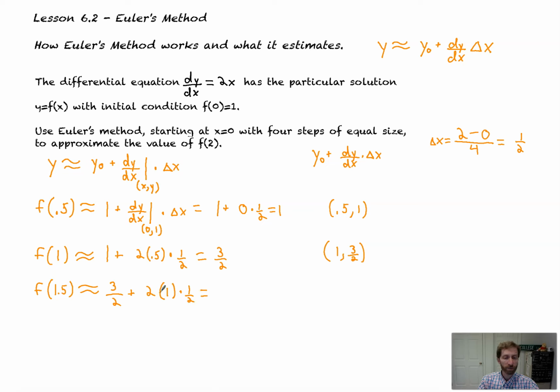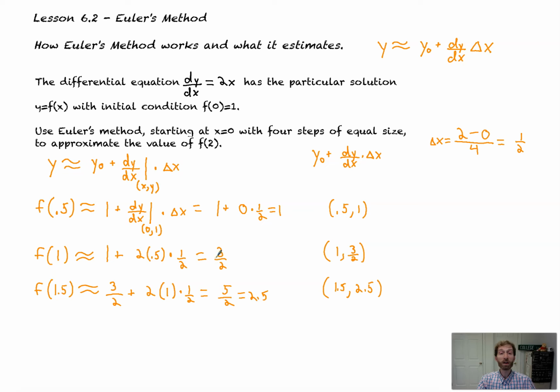Well, 3/2 plus 2 times 1/2 essentially is 1, and 3/2 is 5/2. So now this is the point 1.5 comma 5 halves. So I'll write that, I guess, as a decimal, 1.5 comma 2.5.